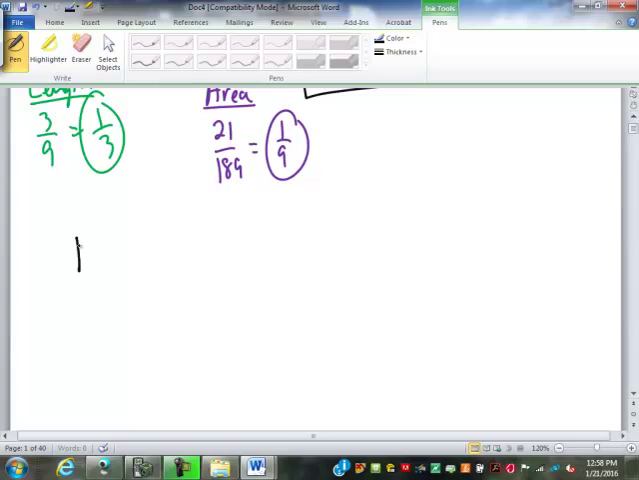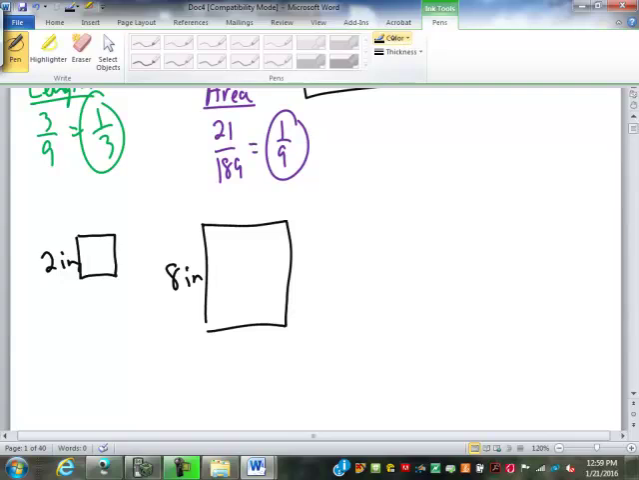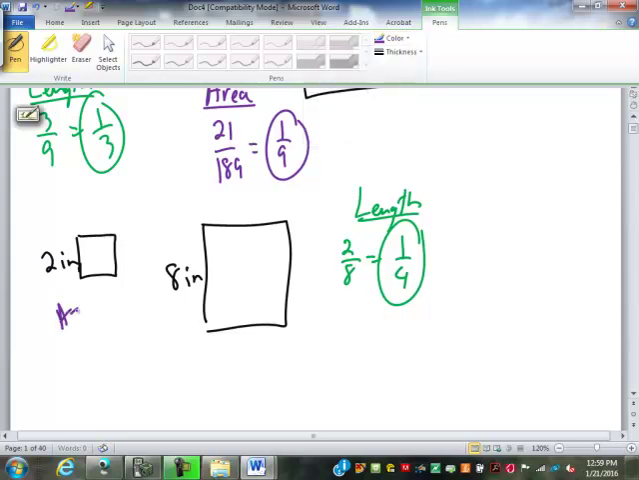Let's take a square that's 2 inches on the side. And I'm going to blow it up to be 8 inches on the side. What's my ratio of lengths? Yeah, 2 to 8, which reduces to 1 to 4. What's my area here? 4 square inches. And my area here?